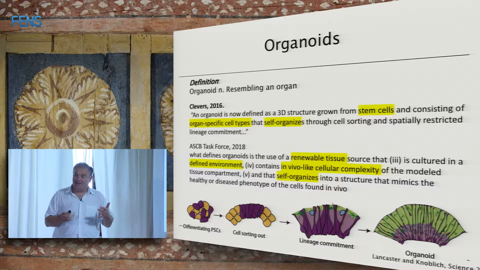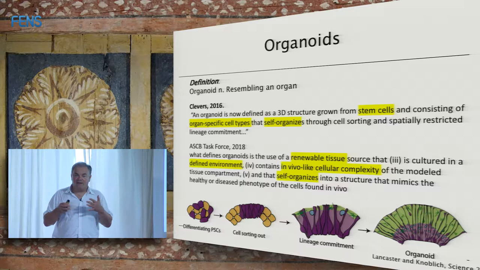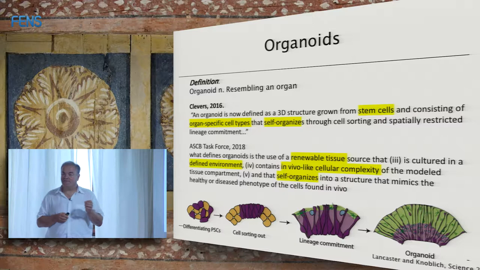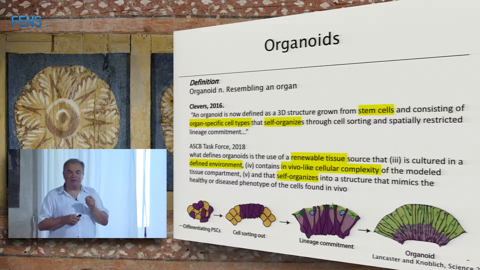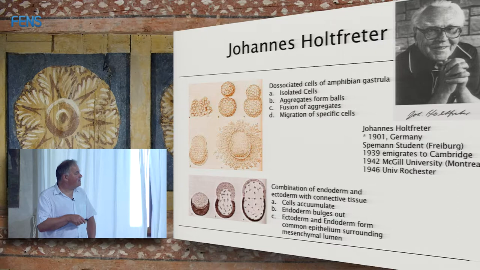There is a very, very long tradition of three-dimensional cell culture, and some of the principles of self-organization were found long before there was the mouse as a model system. One of the leaders in this field that I would like to point out is Johannes Holtfreter. He was originally German, then had to leave, went to Cambridge, Canada, and the United States. And he did two key experiments.